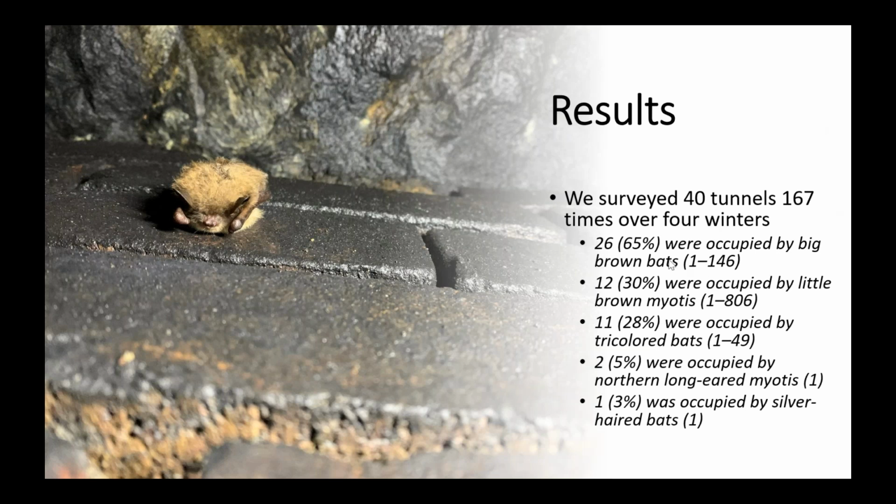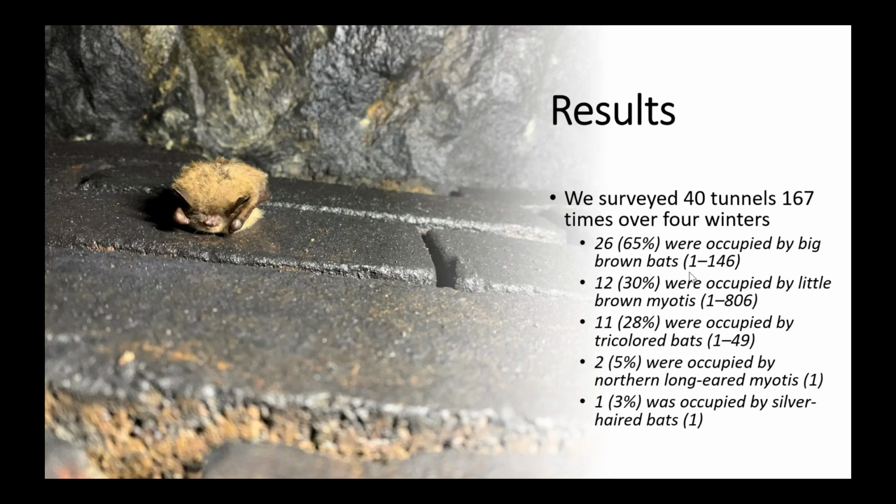65% of these sites were used by big brown bats, with the total number of bats in those sites ranging from 1 to 146. So the majority of abandoned railroad tunnels in Ohio are hibernacula for big brown bats, but that's still an important number, right? There's still important resources for bats.